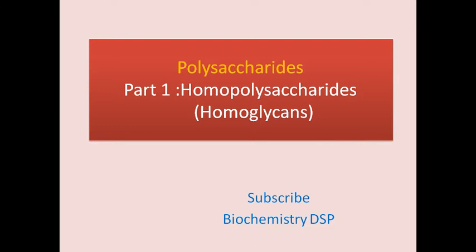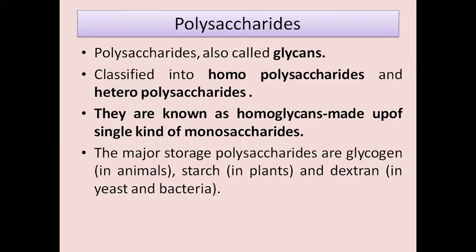It's on polysaccharides. Today I'll be talking about homopolysaccharides. It's also called homoglycans. Polysaccharides are more complex compounds. Some of the polymers of single monosaccharides are termed as homopolysaccharides or homoglycans. Examples of homopolysaccharides are starch, glycogen, etc.